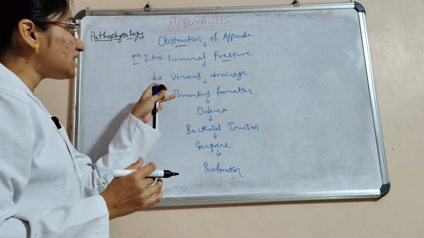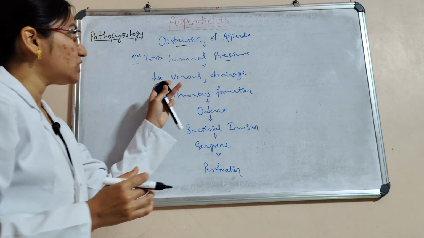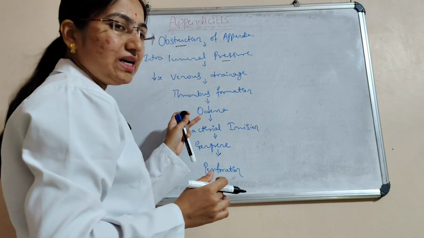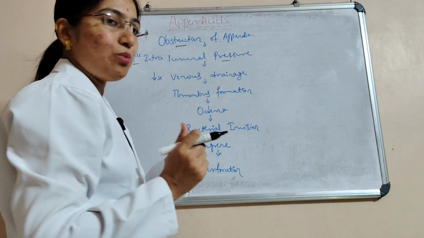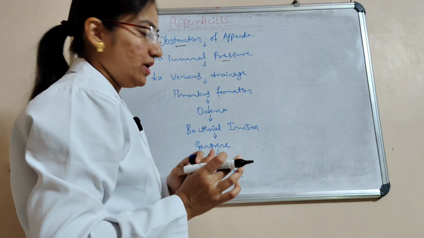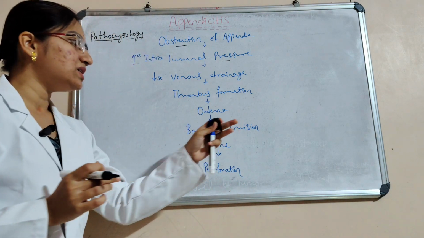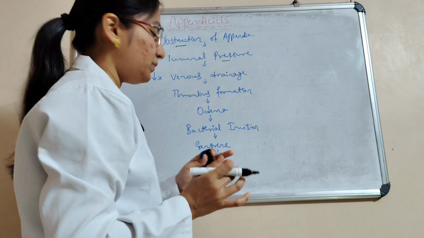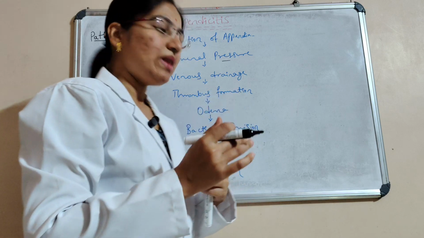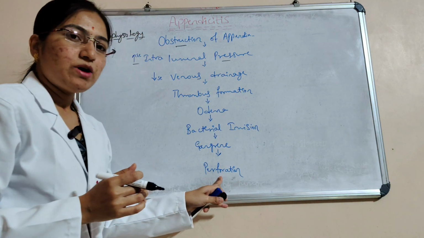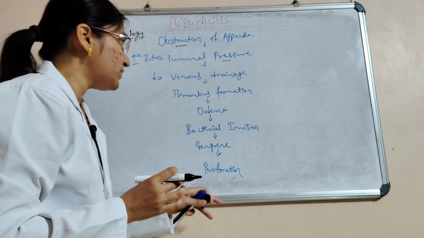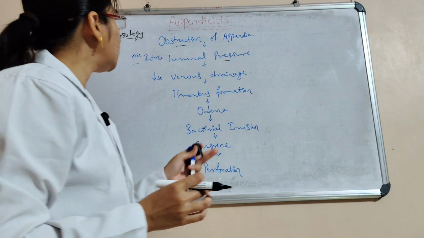Due to that, decreased venous drainage. That leads to thrombus formation. And then this leads to edema. And then that edema leads to bacterial invasion. That is the spreading. And then this leads to gangrene. After that, gangrene is going to develop as perforation. Perforation is nothing but there is the abscess formation, pus formation we can say. This is all about the pathophysiology of appendicitis.